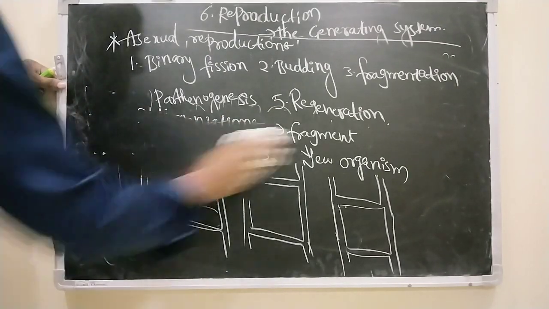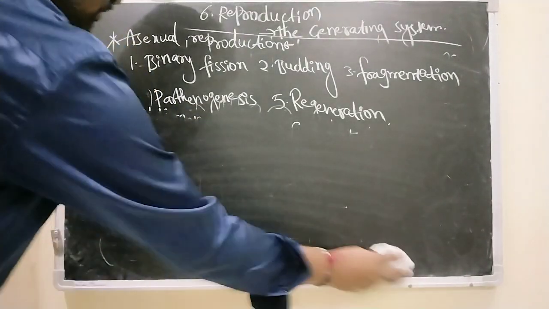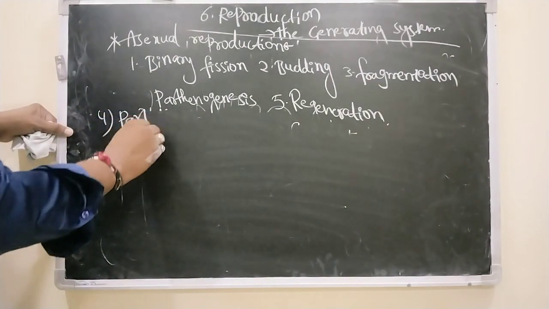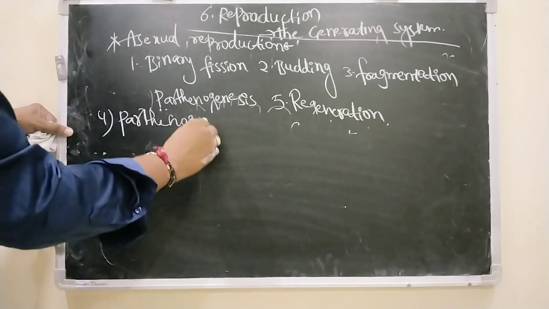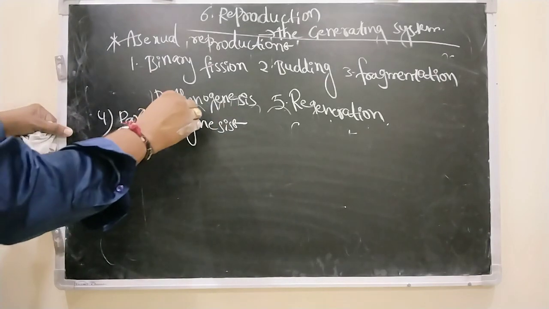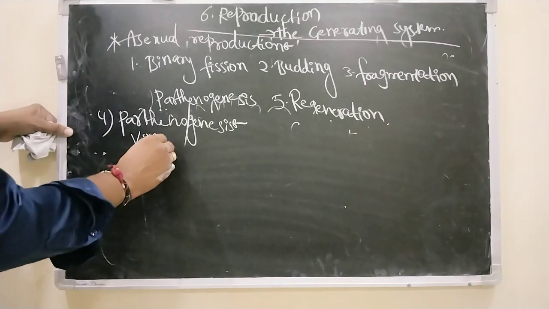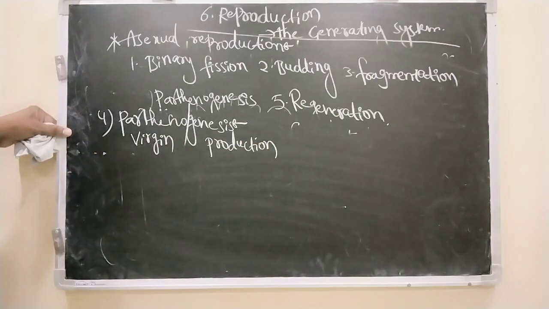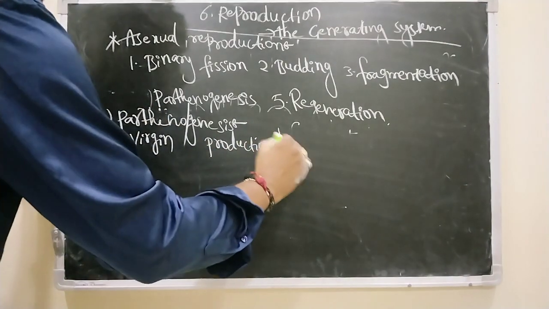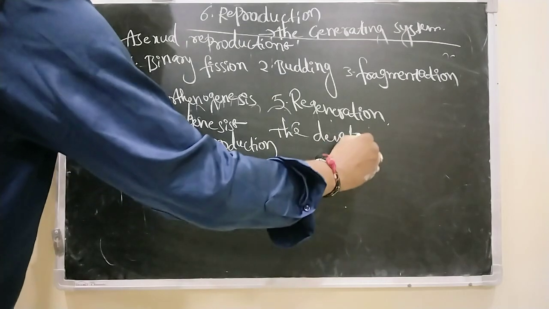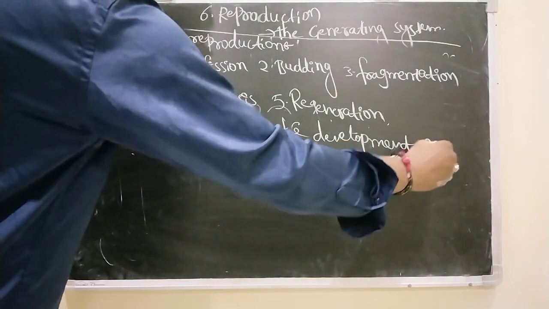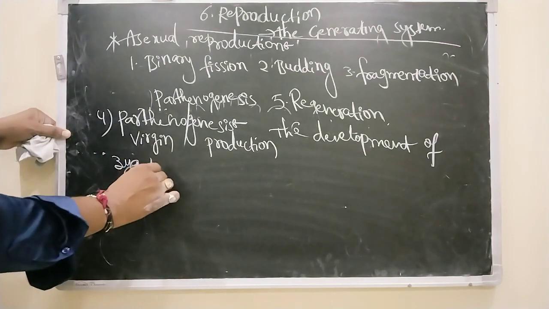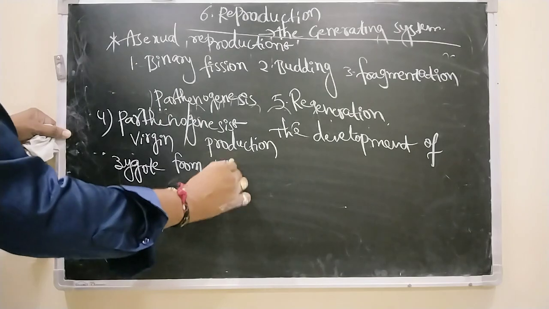Next, the fourth one, parthenogenesis. Partheno means virgin. Genesis means production. It means the development of a zygote from an unfertilized ovum.